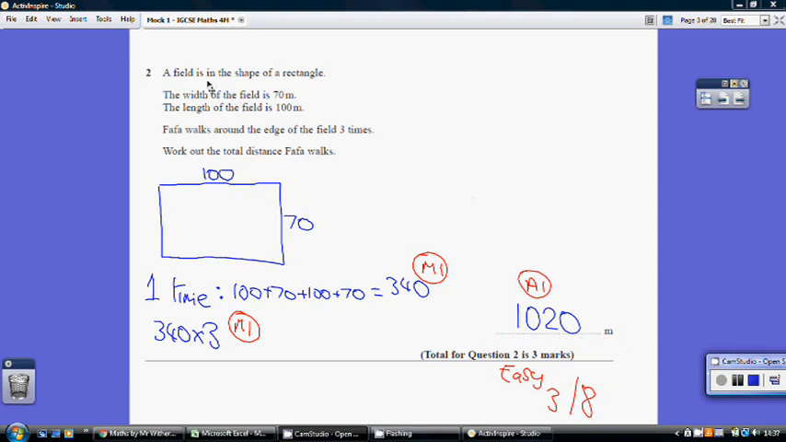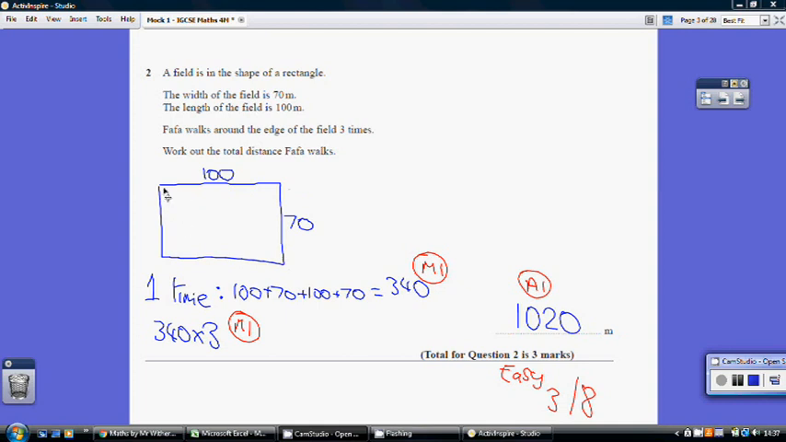Question 2. A field is in the shape of a rectangle, width is 70, length is 100. Walks around the edge 3 times, find the total distance walked. So I'd suggest you do just a quick sketch to help you gather your thoughts. So we've got the length being 100, the width being 70.